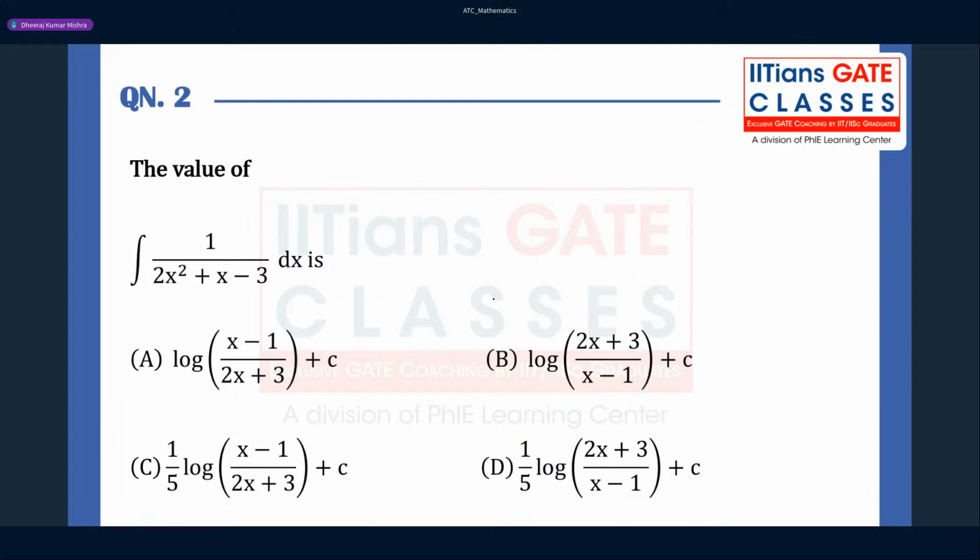The second question here, they have asked you to compute the integral, integration of 1 by (2x squared plus x minus 3) dx. The moment you look at the question, the answers are given in terms of log. So certainly you have to do something with the denominator here. So what you can do with the denominator, that is the very important question. You guys can also suggest what we can do.